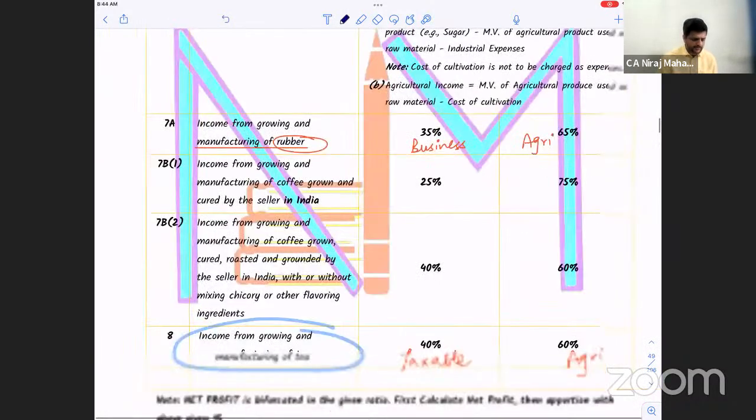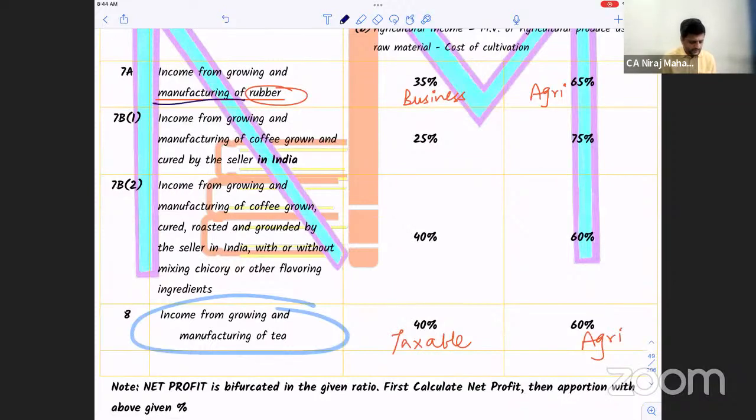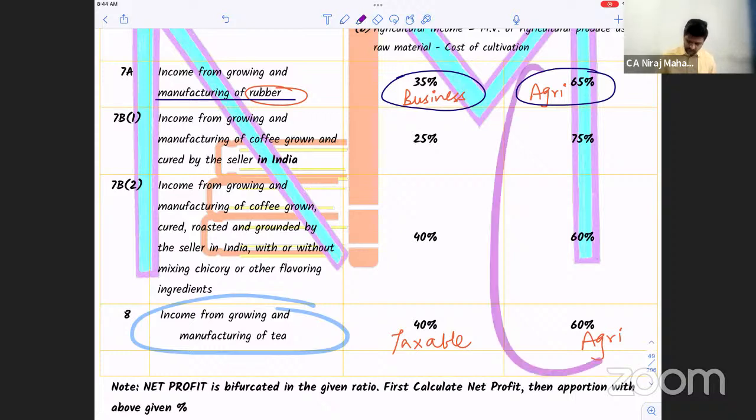Very simple. Income from growing and manufacturing of rubber. Correct? So obviously the tires, eraser, rubber band, wherever the rubber element is used. Now check. Majority is considered as what? Agri. And 35% is considered as business. This ratio or percentage you have to remember. Rubber how much? 65, 35. So use common sense. Obviously on a higher side we have agri.